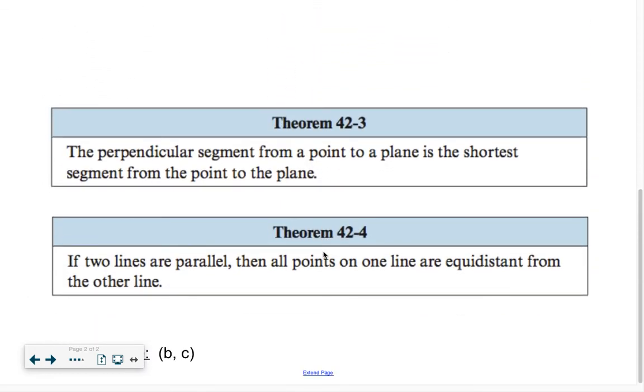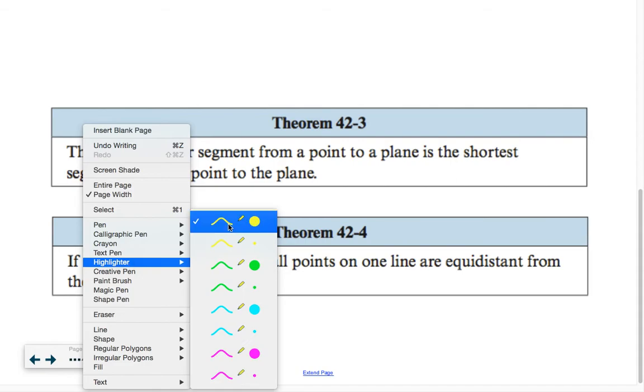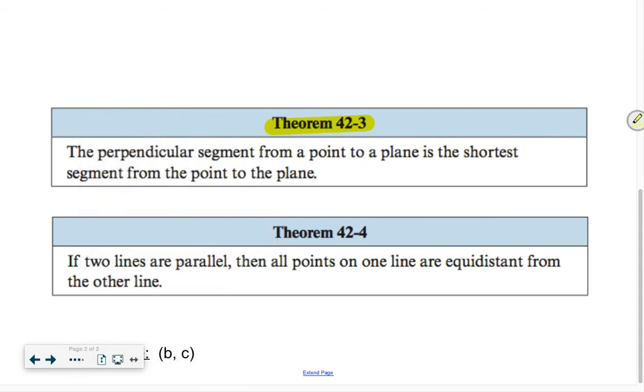We're finishing with a couple of theorems to add to your notes. First one being 4-2-3: the perpendicular segment from a point to a plane is the shortest segment from the point to the plane. And then we'll go ahead and talk about theorem 4-2-4: if two lines are parallel, then the points on one line are equidistant from the other line.